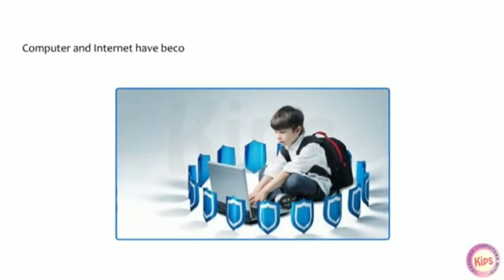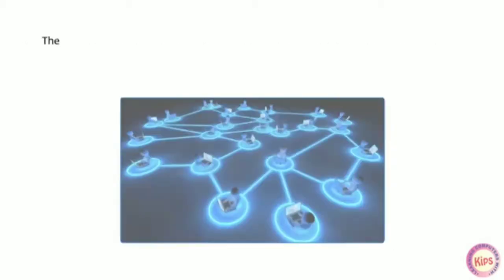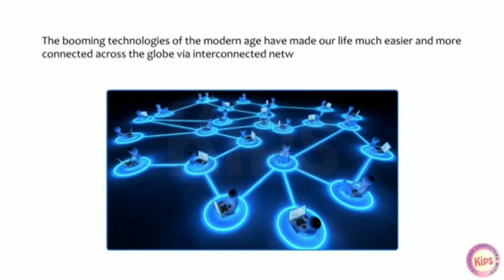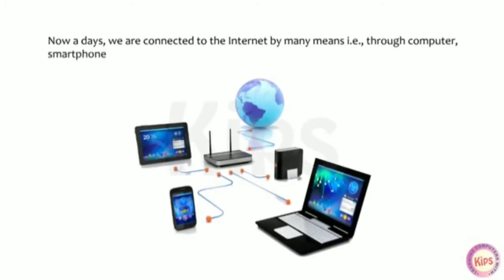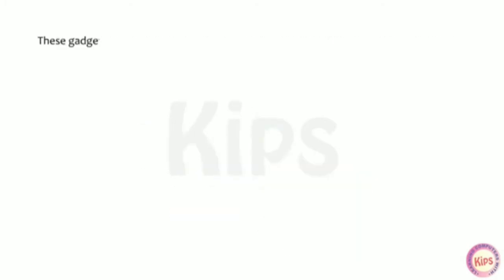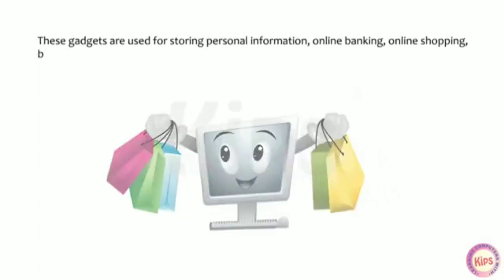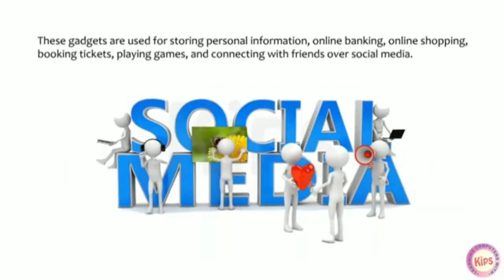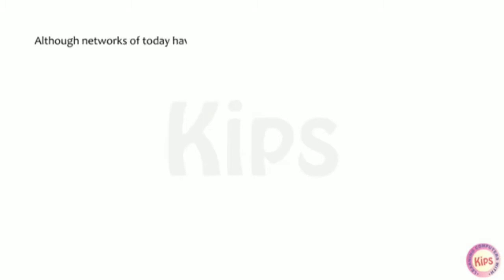Computers and internet have become inseparable parts of our life in multiple spheres these days. We have seen that this technology is booming in the modern age and has become a part of our life, and this is mainly where we can see during the lockdown period. Nowadays, we are connected to the internet by many means, that is through computers, smartphones or tablets. These gadgets are used for storing personal information, online banking, online shopping, booking tickets, playing games and connecting with friends over social media. Nowadays we are doing classes also through the internet.